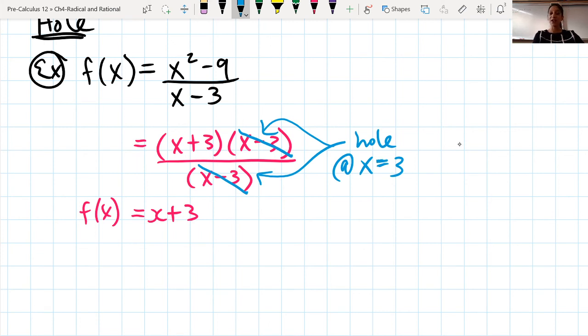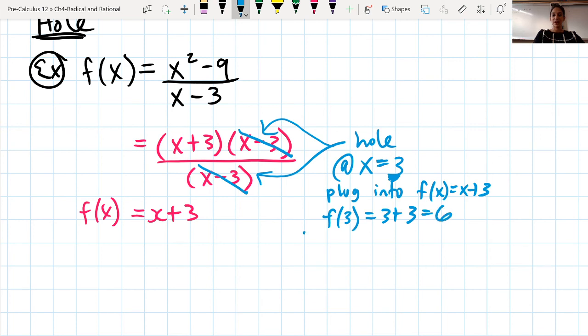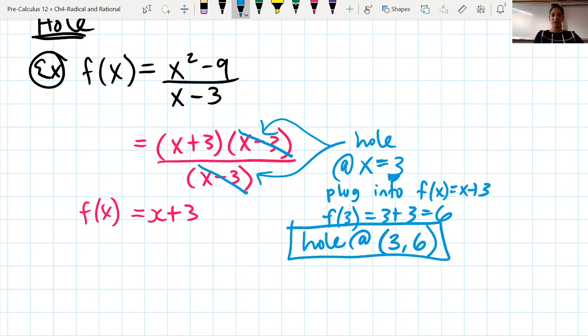So that gives me the x value of my point. I want to plug this into f of x equals x plus 3 to figure out what the y value would be. So I can say f of 3, from this 3 here, equals 3 plus 3, which is equal to 6. So I have a hole at the point, and I always want you to give this as a point, (3, 6). So that tells me where the hole is. Because this just worked out to be a linear equation, there are no asymptotes.